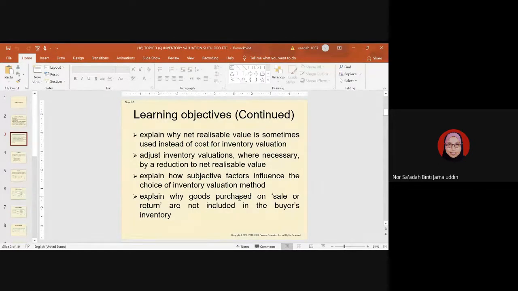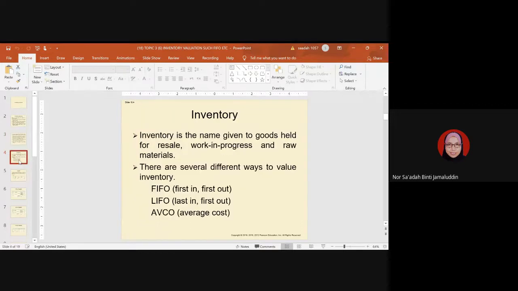Explain why goods purchased on sale or return are not included in the buyer's inventory. Kenapa belian barang atau sale or return tak masuk dalam buyer's inventory. Okay, nama pun purchase kan. This is the inventory. Inventory is the name given to goods held for resale.